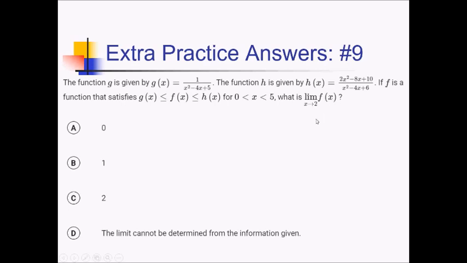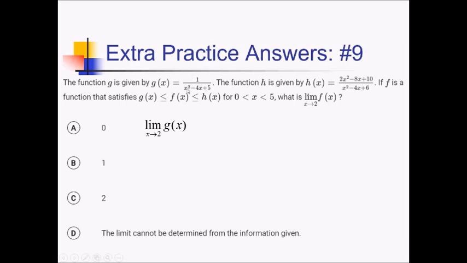Now this is kind of suspicious because they didn't give us an algebraic formula for f. They just told us it's between g and h, which they did give us formulas for. So really our only shot here is to figure out what the limit as x approaches 2 is for g and h, and then hope that gives us some clarity on f, which we know is at least between those two numbers. So let's try the limit as x approaches 2 of g of x to start off with here.